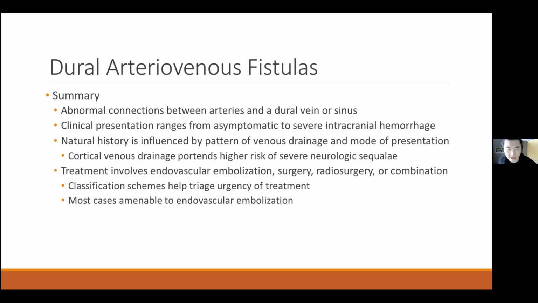So in summary, dural AV fistulas are abnormal connections between arteries and a dural vein or sinus, and their clinical presentation can range from asymptomatic, to something benign like pulsatile tinnitus, to something very severe like intracranial hemorrhage. And the natural history and the clinical presentation really is influenced by the pattern of venous drainage and how they're presenting initially. And treatment is generally speaking going to be endovascular embolization.